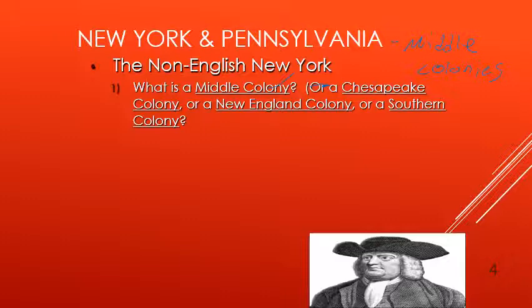Hopefully you notice that each region and each set of colonies have some aspects to them that are uniquely their own. In the New England colonies, they're very, very religious, very, very Puritan. In the middle colonies, you'll find they're a little bit more progressive in their thinking. They're more of a melting pot. There's not as much conflict with Native Americans in New York and Pennsylvania.